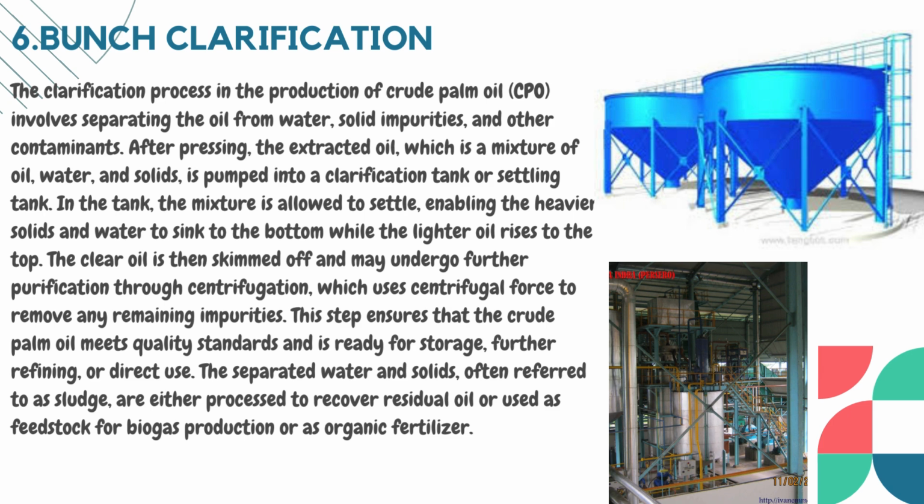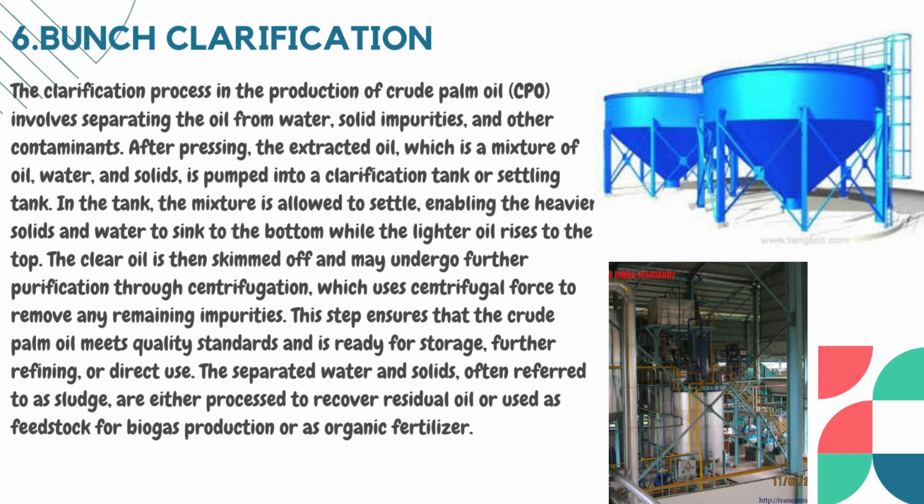Next step is bunch clarification. The clarification process in the production of crude palm oil involves separating the oil from water, solid impurities, and other contaminants. After pressing, the extracted oil, which is a mixture of oil, water, and solids, is pumped into a clarification tank or settling tank. In the tank, the mixture is allowed to settle, enabling the heavier solid and water to sink to the bottom while the lighter oil rises to the top.